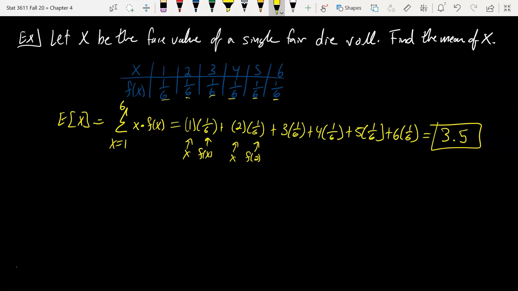A lot of times when people think of the word expected value, in the discrete case, they think, what's the value that's most likely to occur? That's not really what this is saying. This is more of an average-ish value, if you will. Okay, so 3.5 is, in fact, the correct response there.